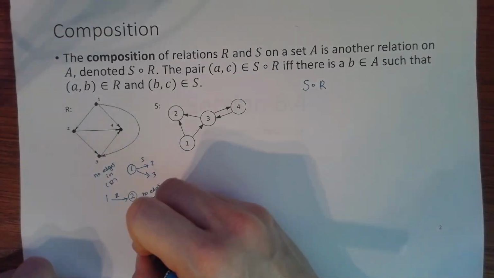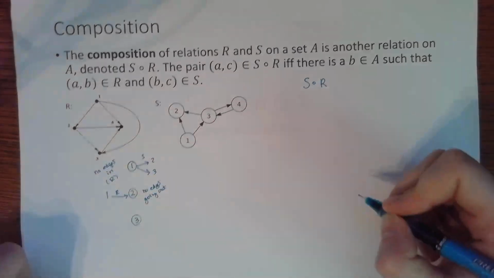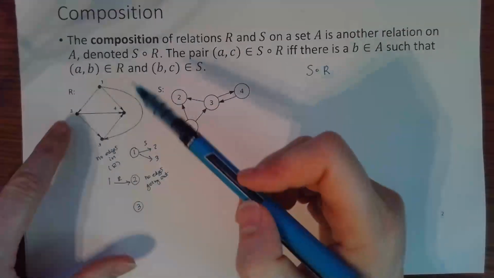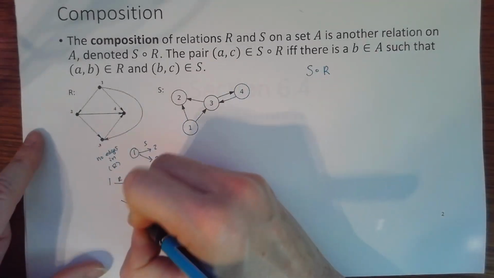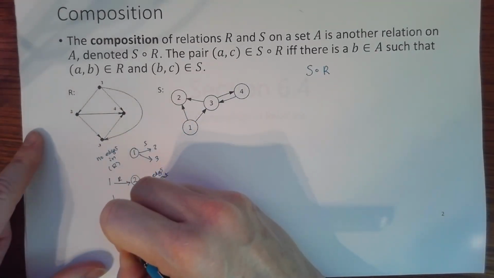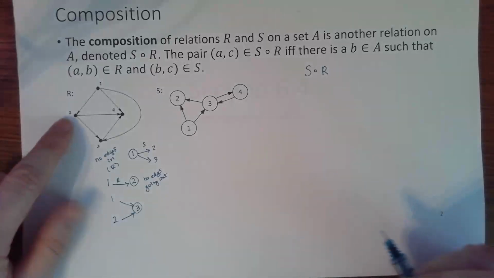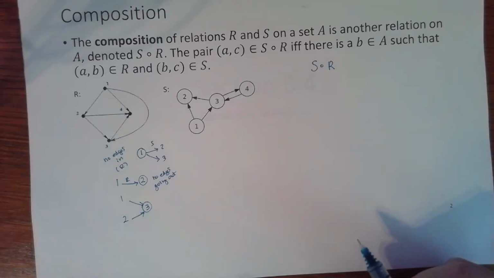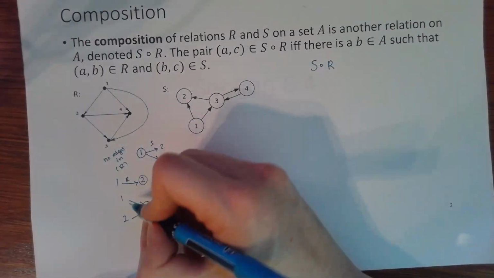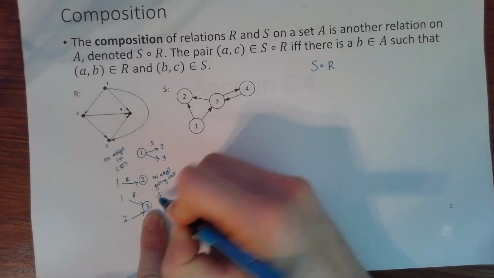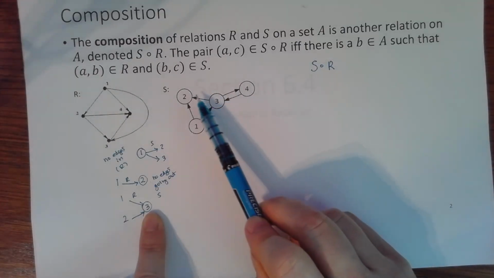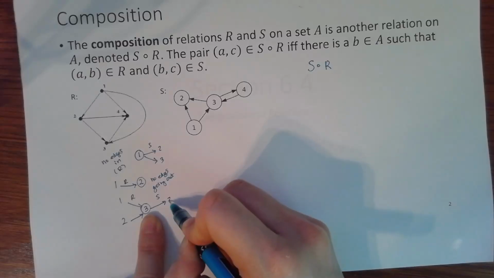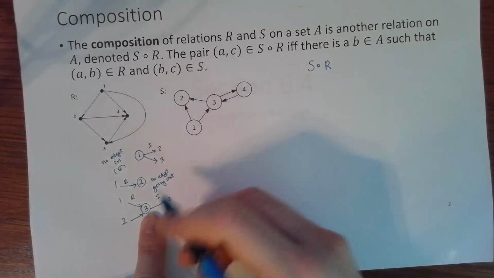What about 3? Well, in R, we do have 1 coming into 3, and we have 2 coming into 3. And this is in R. If we look over in S, we want to look at the edges going out of 3. So 3 goes out to 2, and 3 goes out to 4.